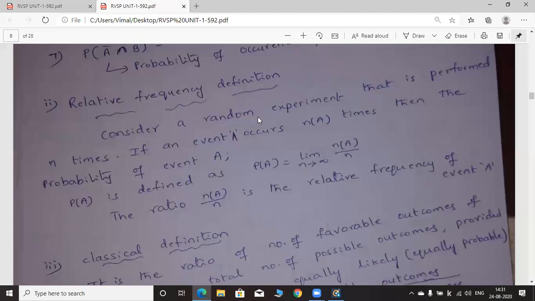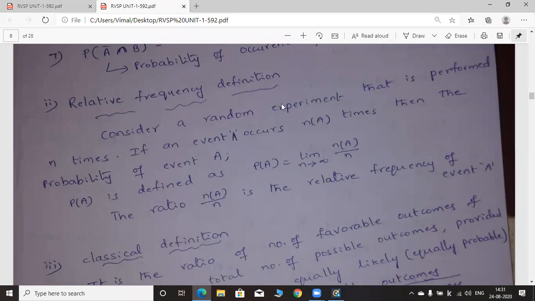We already knew the difference between deterministic and random experiment. So what is meant by random experiment? A random experiment can be repeated any number of times, but before conducting the experiment, we cannot decide the outcome. For example, if you toss a coin, the head may appear or the tail may appear. We don't know which one will appear before tossing the coin. That is called a random experiment.